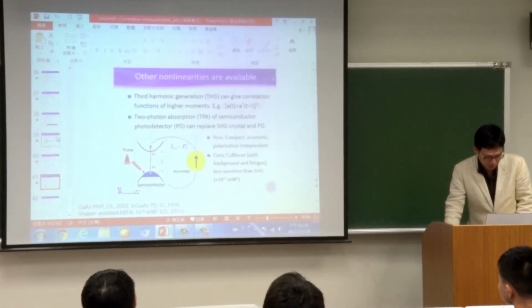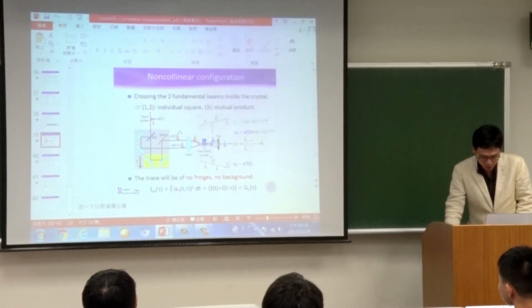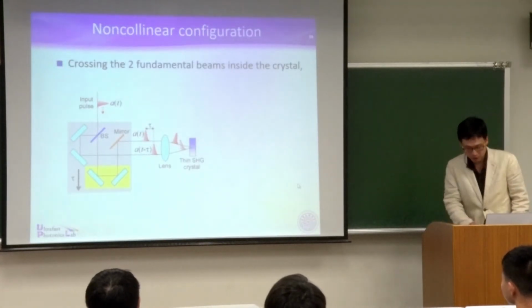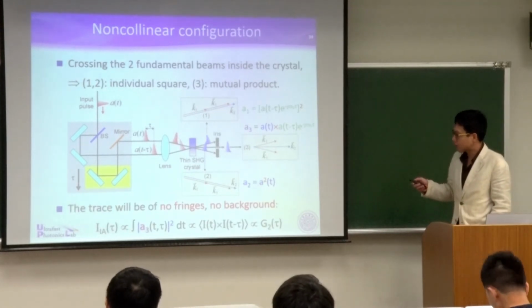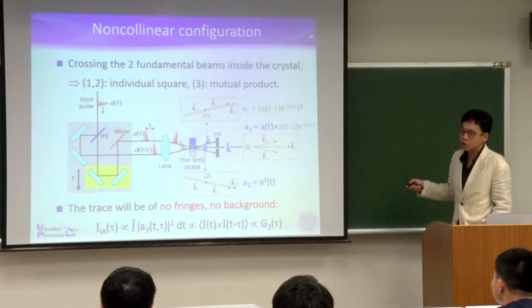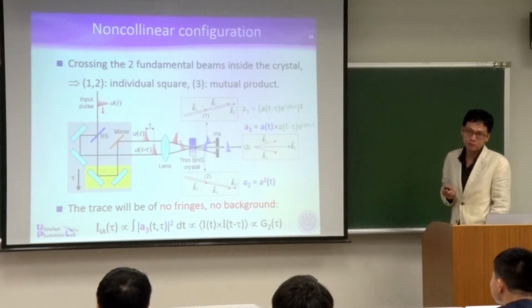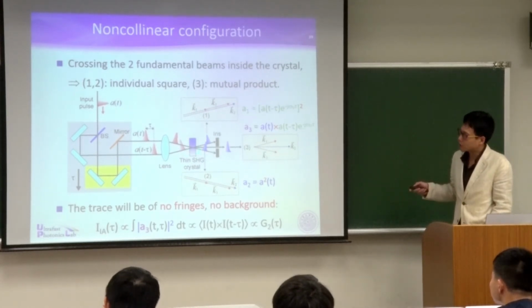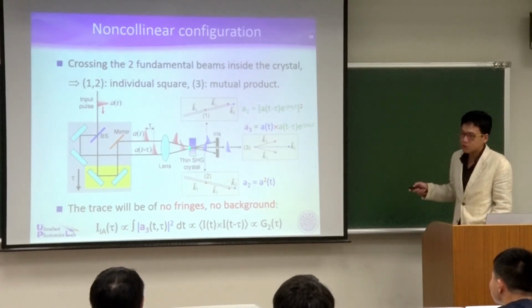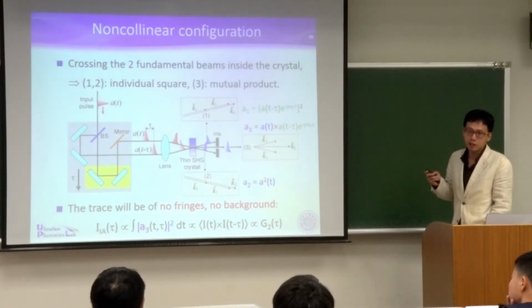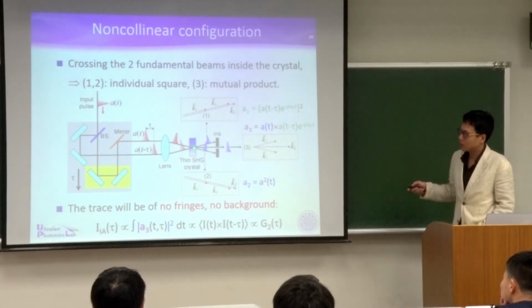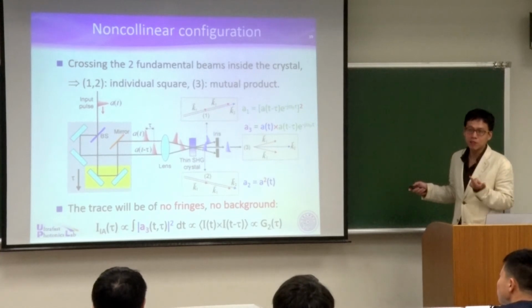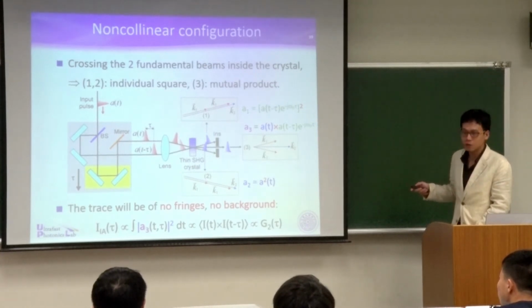Okay, maybe I use the non-collinear geometry as an example. This is the setup for SHG-based intensity autocorrelation. If you replace the crystal by a semiconductor photodetector for TPA, the crystal can be replaced by a PD. And usually, the crystal is very expensive.